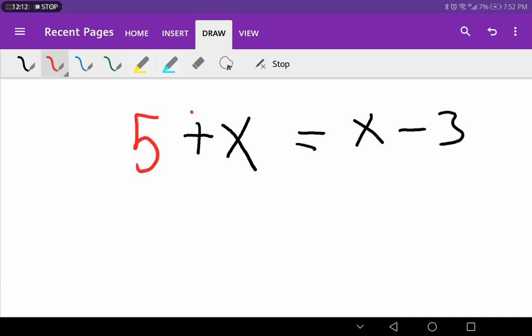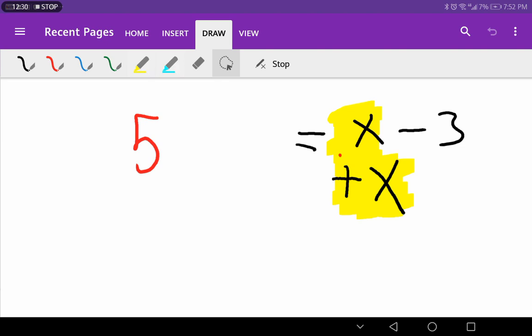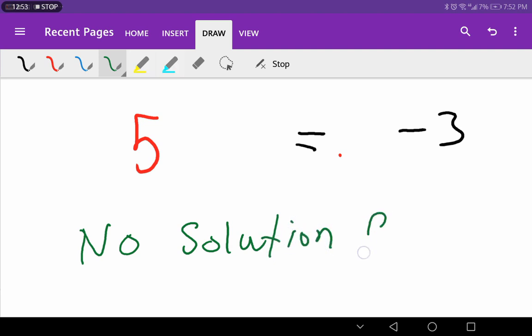Now I can transfer here. Yes, look here, it is positive x and positive x. I will move, for example, I will move this here. Yes, good. So this will be negative, and positive x and negative x will be eliminated. And see, 5 equals negative 3. Is that reasonable, my boy? No. So in this situation you say there is no solution for this equation.